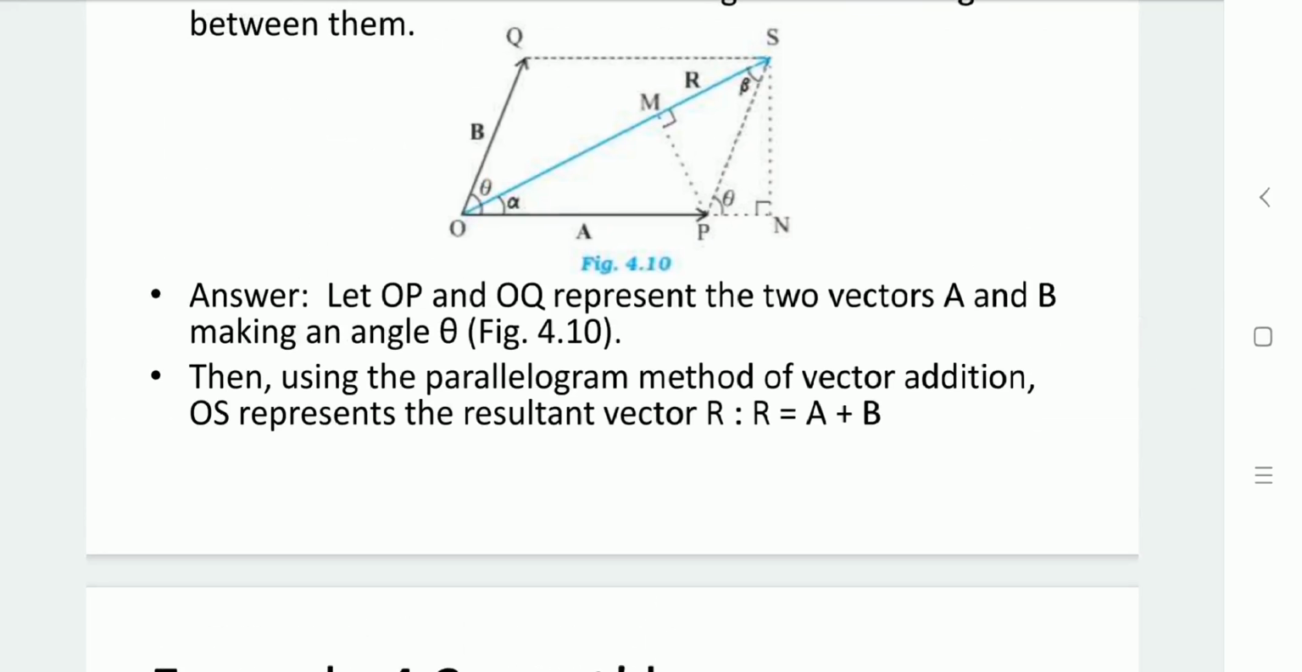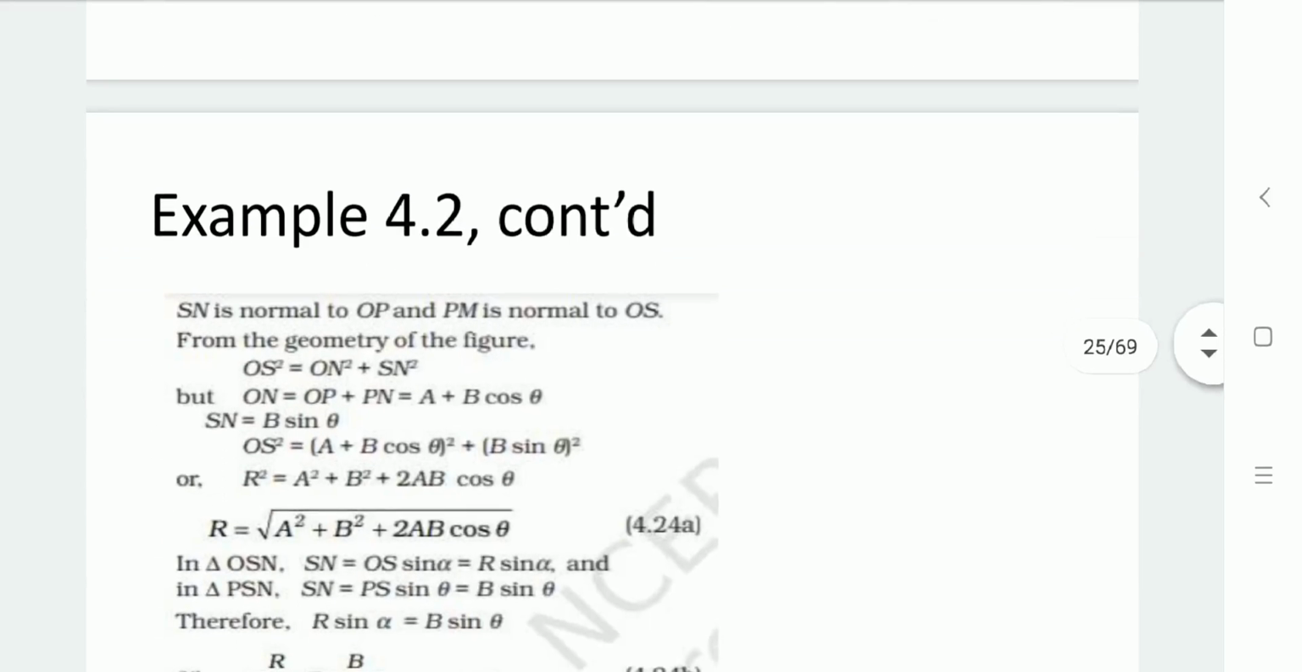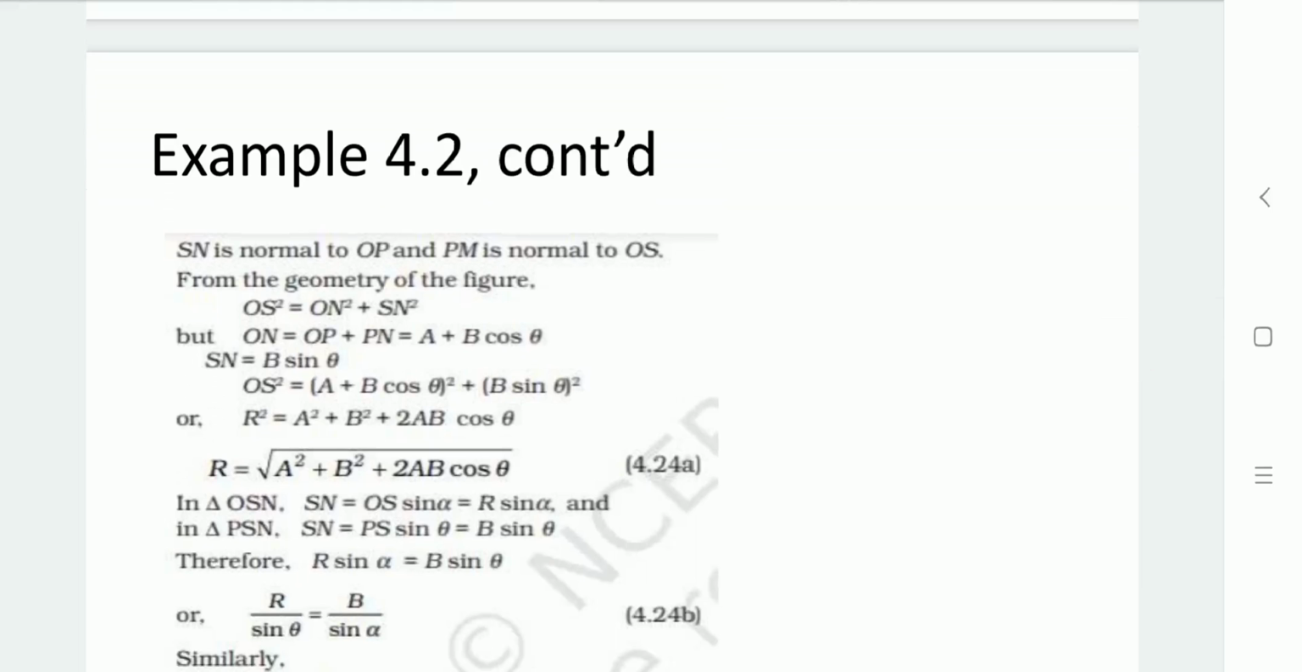What is PN? So let us define PN. Whatever the angle theta represents, take cos theta. So what is cos theta? PN divided by PS. PS is the parallel line of vector B, its magnitude and direction are the same. So PN equals B cos theta, and SN equals B sin theta. So by placing these values of ON and SN, we get the magnitude R, where OS equals R.